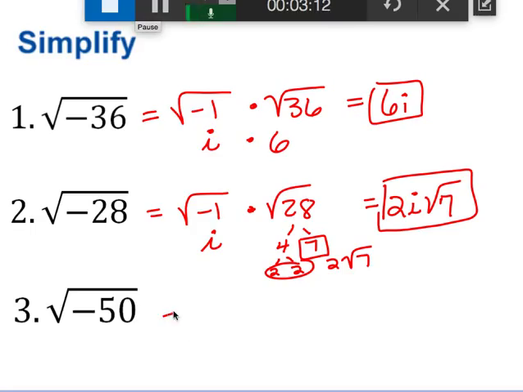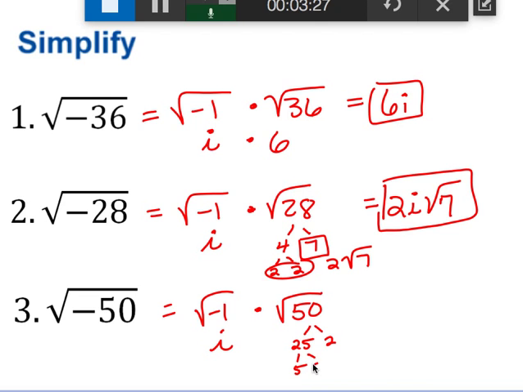All right, guys, hopefully you did this one right. You have the square root of -1 times the square root of 50. The square root of -1 is i. The square root of 50 is not a perfect square. So you have a pair of 5's, so you get 5 square root of 2, but you still have to multiply it times i, so you get 5i square root of 2.